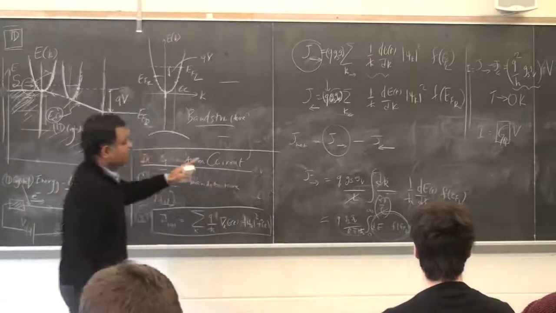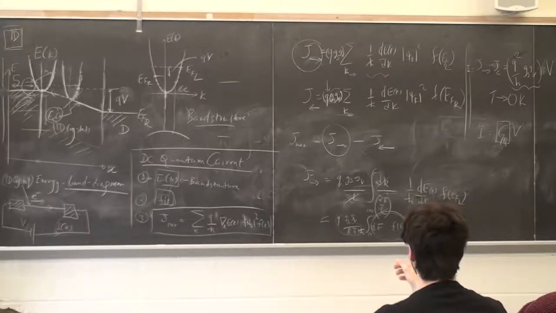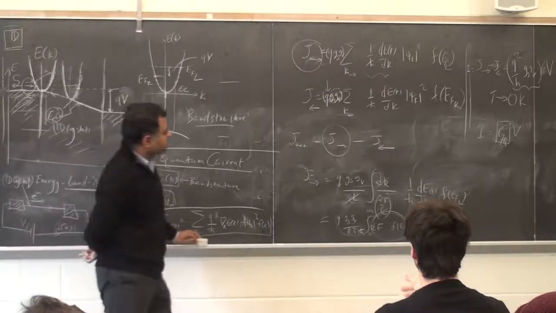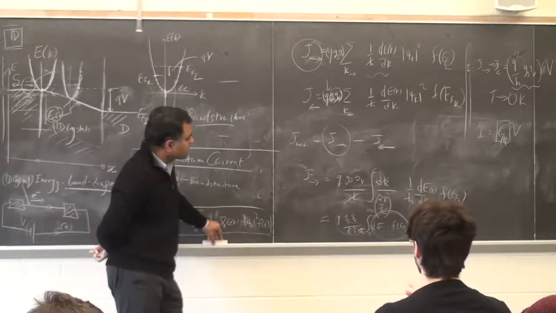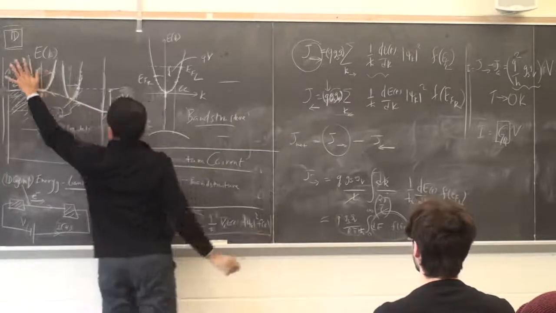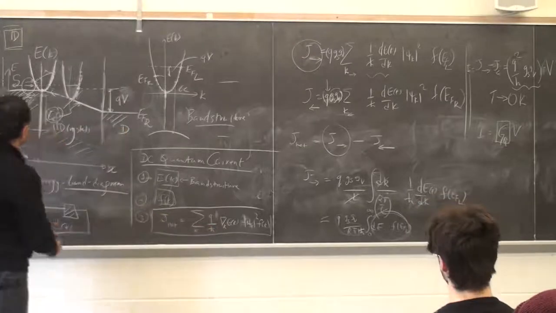You said when you change the sum to an integral, you throw in the dk over 2 pi over L. Is that only in 1D? This is only in 1D. What we're doing here is just in one dimension. So, in 2D? We're going to do 2D now. Okay, so let's look at the 2D case.